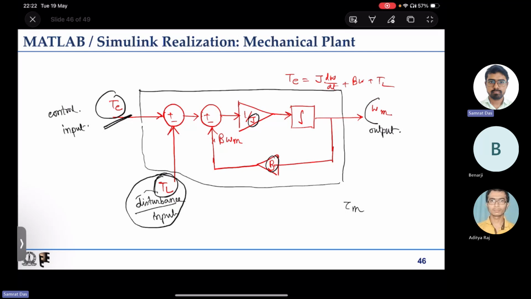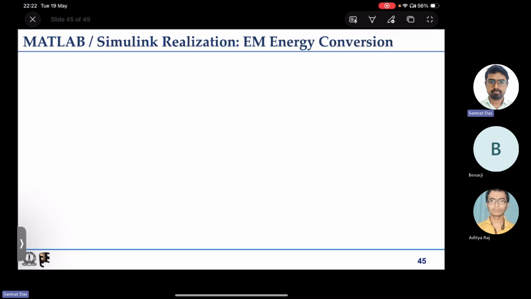But we want to change the speed. How can we change it? We can change the torque, that is in our hand. We can change current, and by that we can change torque. So we can control the output by changing this input TE. That is why this is called the control input. Is it clear now?